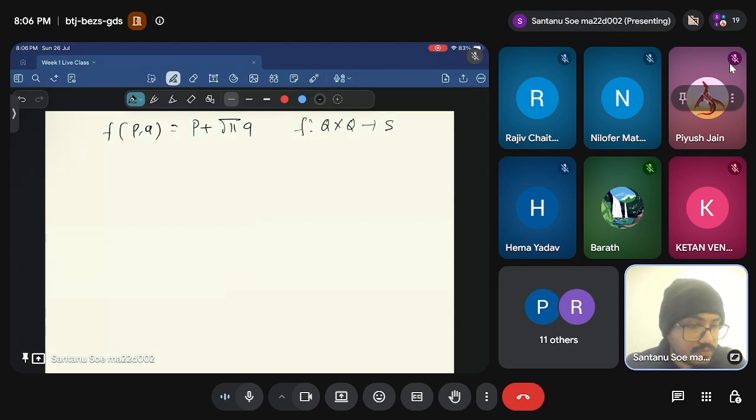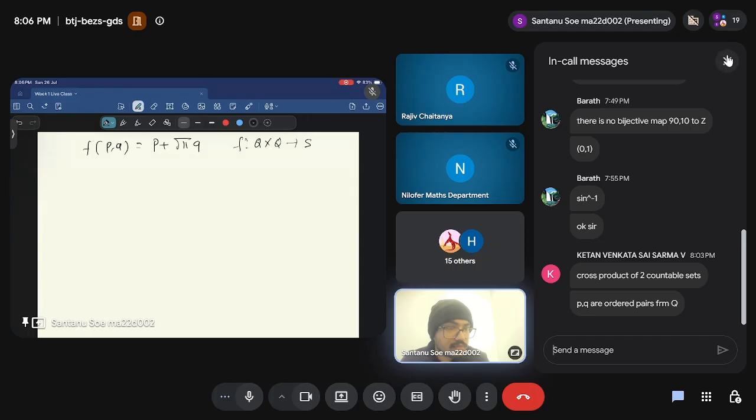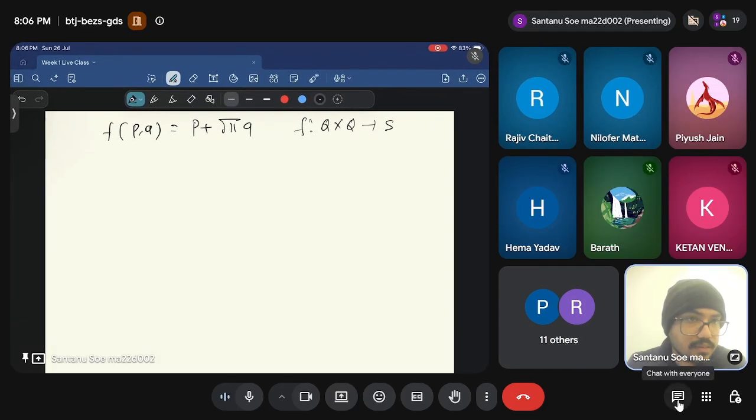Any idea? Anyone? In the chat? Okay, if you don't want to speak, you can also write down in the chat, so then I can read and just try to understand what's your thought process.